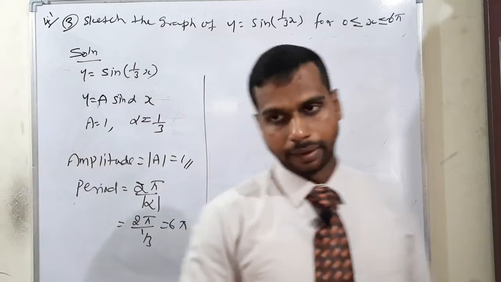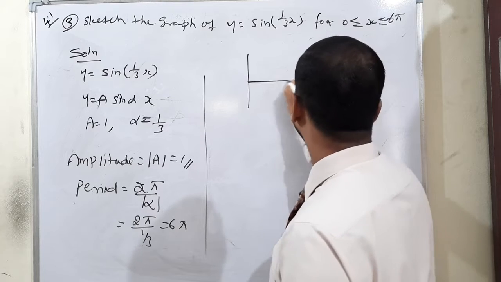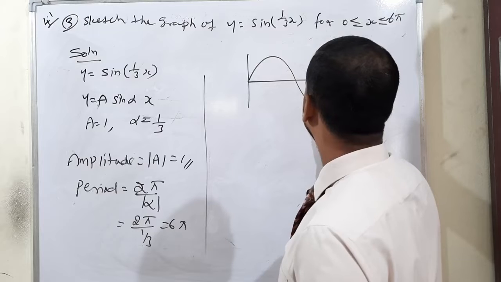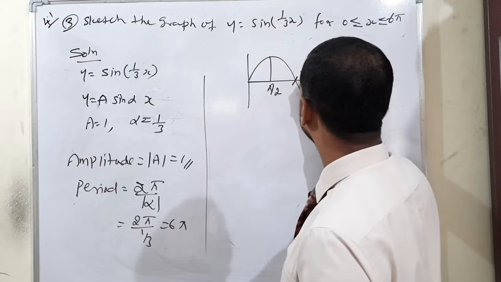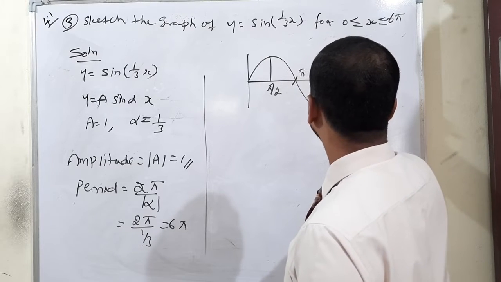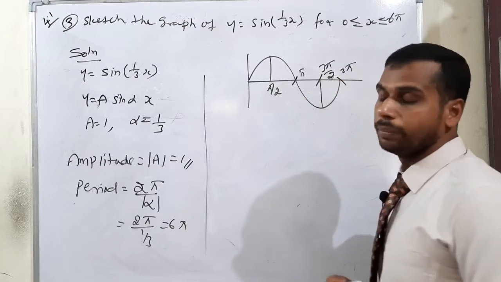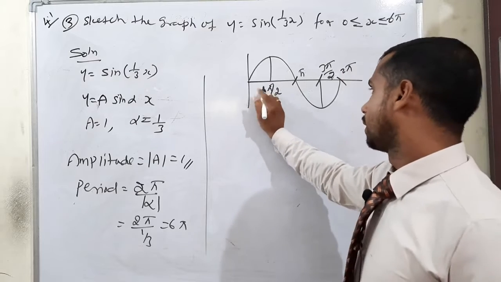So normally the sine graph, this is called pi by 2, this is called pi, this is called 2 pi, this is called 3 pi by 2. That's what I am saying, each and every interval will be increasing by pi by 2. So from 0 to pi by 2, each and every distance is pi by 2.